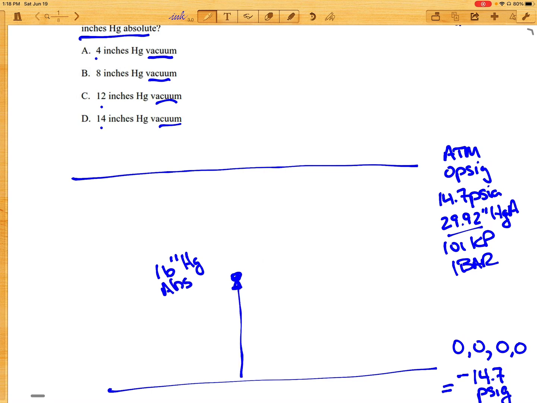Going this way, going that direction is absolute. Okay. What is that in inches of mercury vacuum? Well, what that is trying to ask you is, what is this distance? Because when you go this direction on your diagram, that's going to be inches mercury vacuum.